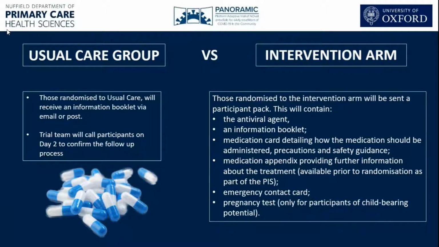Participants randomised to the intervention will be sent a participant pack, and this will contain the antiviral agent, an information booklet, a medication card detailing how to take the medication and any precautions and safety guidance, a medication appendix providing more information about the treatment, an emergency contact card, and finally a pregnancy test, but this will only be applicable to those participants with childbearing potential.